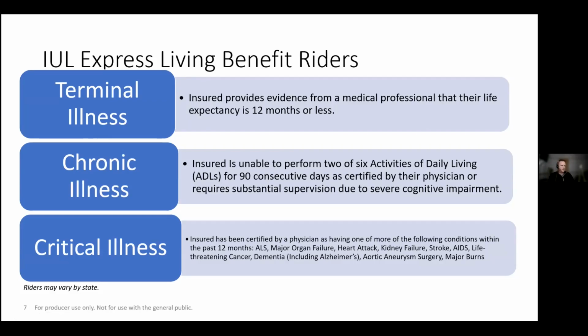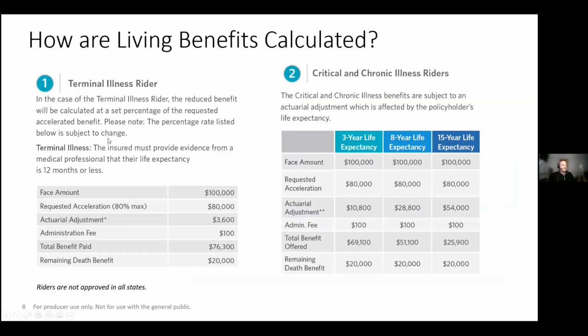Then there is a critical illness that will include different life events that happen, whether they are diagnosed with ALS, major organ failure, heart attack, kidney disease, life-threatening cancer, dementia, or an aortic aneurysm. These would all be included with critical illness and things that will be covered to help them out with those costs.